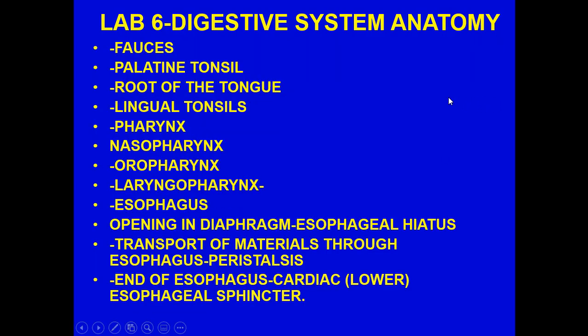Also the fauces, the palatine tonsil, the root of the tongue, lingual tonsils, pharynx, which consists of nasopharynx, oropharynx, and laryngopharynx, and the esophagus. The opening in the diaphragm, which is the esophageal hiatus, is where the esophagus passes through. The transport of materials through the esophagus is by a process known as peristalsis. That is a coordinated process that occurs. Now, at the end of the esophagus, you have the cardiac, otherwise known as the lower esophageal sphincter. Okay.